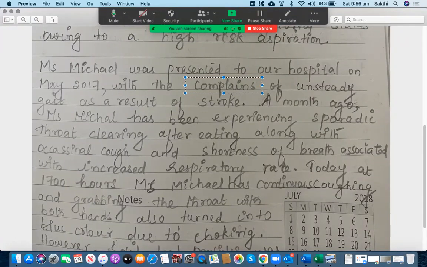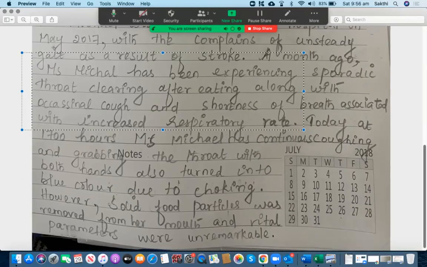A month ago, that's good. Here you have placed the punctuation mark correctly. This is good because you have written "on" in the beginning. Okay, so a month ago, Miss Michael has been experiencing sporadic throat clearing after eating, along with the occasional cough and shortness of breath associated with the increased respiratory rate. Okay, good. So this sentence is good. I'm very happy with that. Though it is a long sentence, you were able to write it down without any grammatical mistakes. I'm very happy about that.